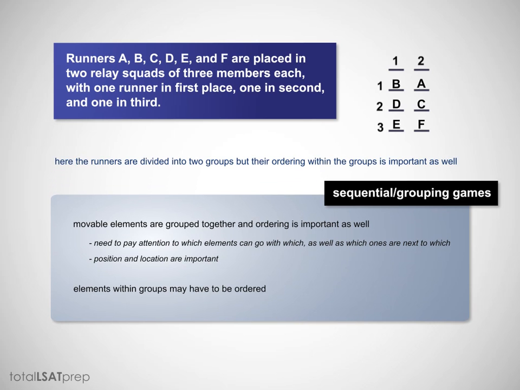So here the runners are divided into 2 groups, but their ordering within these 2 groups is important. So, for example, if we switch the D and E in the first group to have D be third and E second, that would be a completely new arrangement. Alright, so let's take a look at this game.